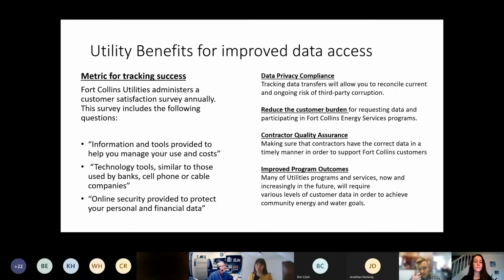And then as a result, we track on an annual basis a customer survey. And so we'll be tracking metrics through that annual customer survey as it relates to these three bullet points here. So those are specific questions that show up on the survey. So look forward to reporting back to see if these tools are helping folks in meeting their expectations. So next slide.